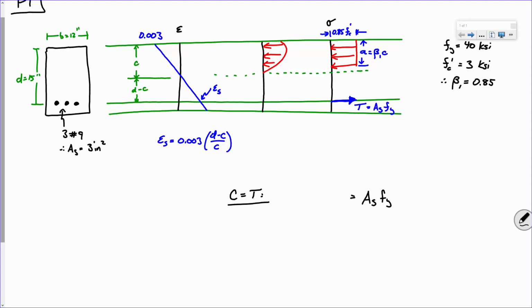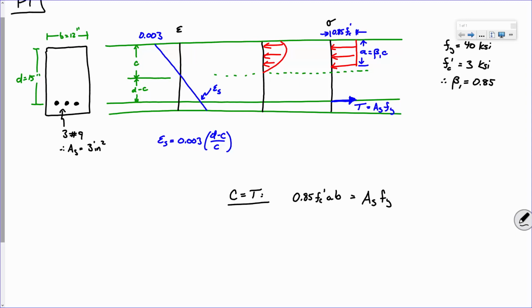Make sense? What is the force in compression? Somebody tell me, how would we calculate the force in compression? Think stress times area. Okay, all right, there you go. You're exactly right. So 0.85 fc prime times the area that it's acting over on the beam, which is a deep and b wide. Does that make sense? Everybody good?